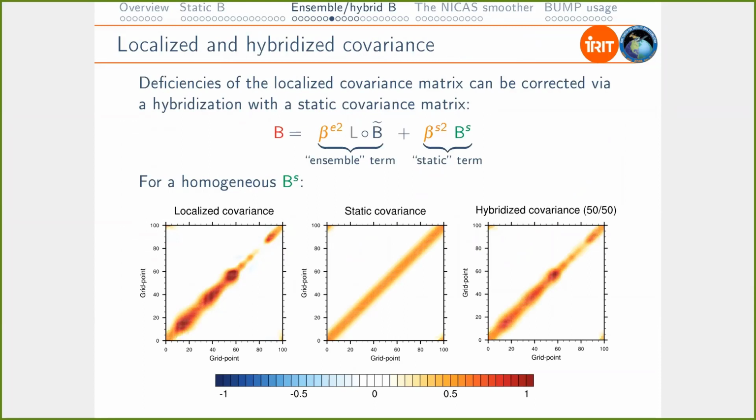We can also add a new term, so combine an ensemble term and a static term. So it's what we call hybrid covariance modeling. And here, an example with a homogeneous static B, the BS green term here. On the left, we have the localized covariance. In the middle, the static covariance BS that we will apply. And on the right, it's the hybrid covariance with 50-50 for both terms. But 50-50 may not be the best choice.